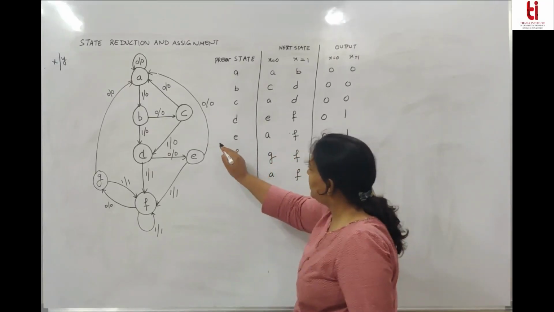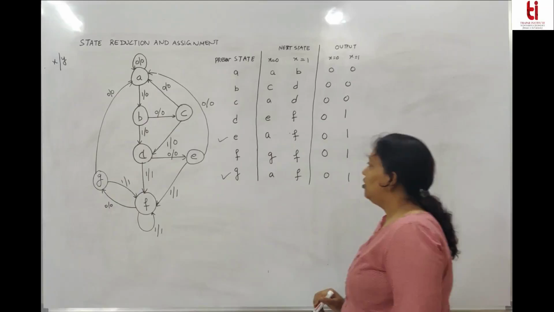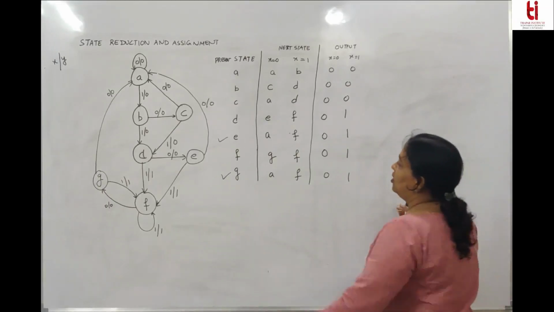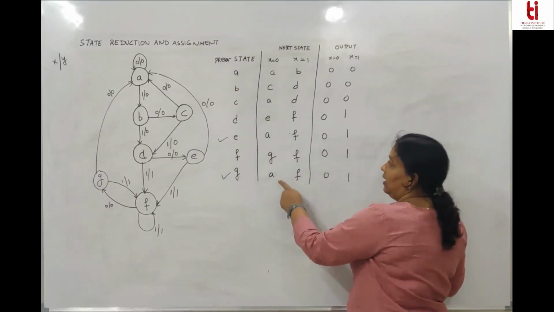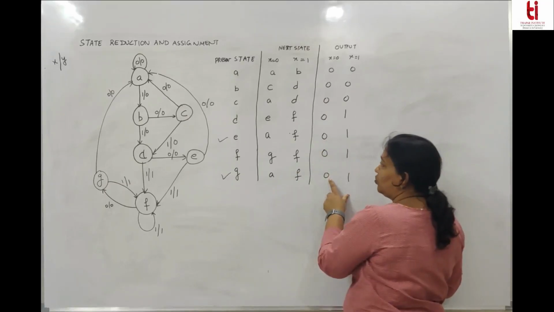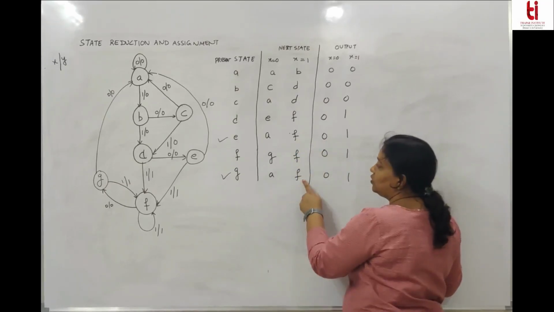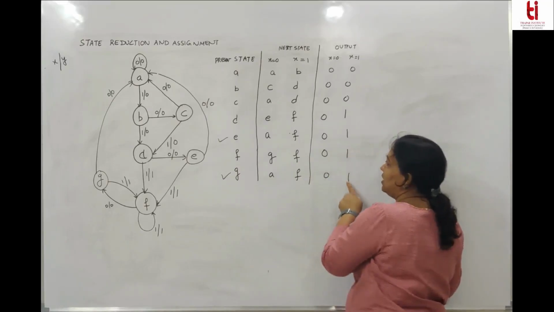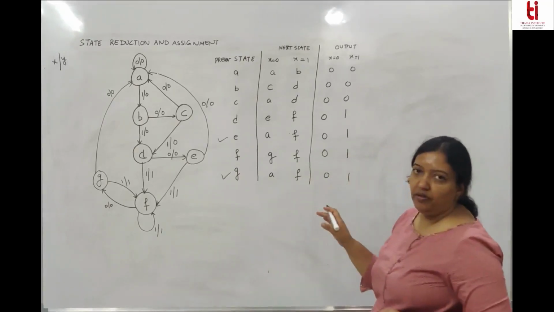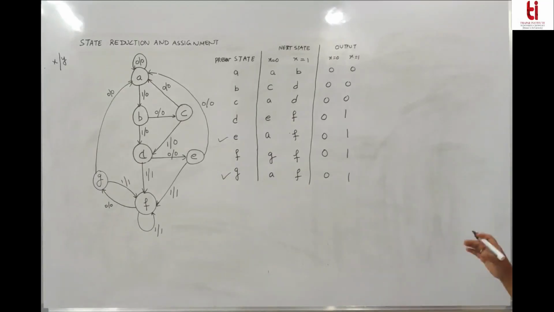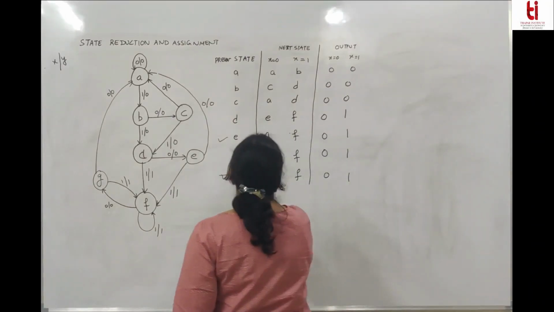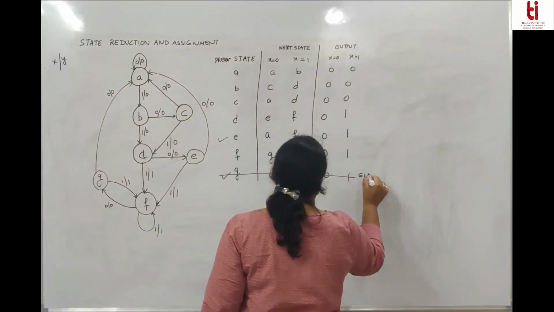So you can see that for these two states, for x equal to 0, it goes to the same state A and gets the same output. And for x equal to 1, it goes to the same state F and gets the same output. So if from one state it goes to the same states for a given set of inputs and gets the same outputs, then we are going to eliminate one of those states. Let's eliminate G.